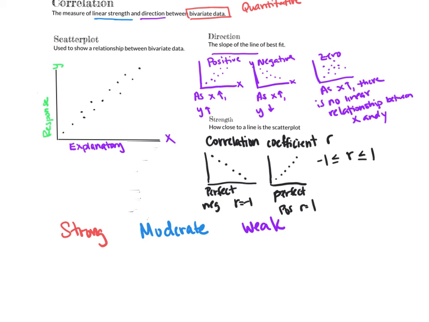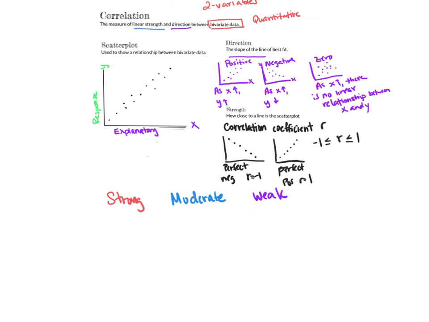And we say that R is strong if the values are generally between 0.7 and 1. We generally call that a strong relationship. So if R is in between 0.7 and 1, we call it strong. It's called moderate generally if it's between, we say about 0.3 up to 0.7.